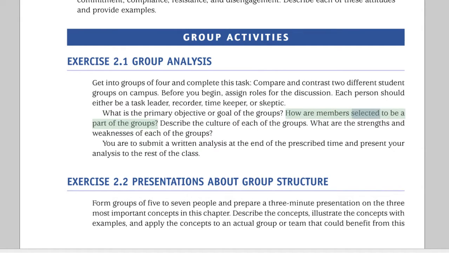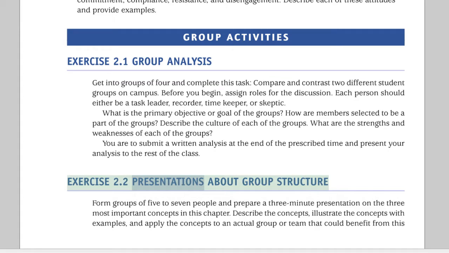How are members selected to be a part of the groups? Describe the culture of each of the groups. What are the strengths and weaknesses of each of the groups? You are to submit a written analysis at the end of the prescribed time, and present your analysis to the rest of the class.